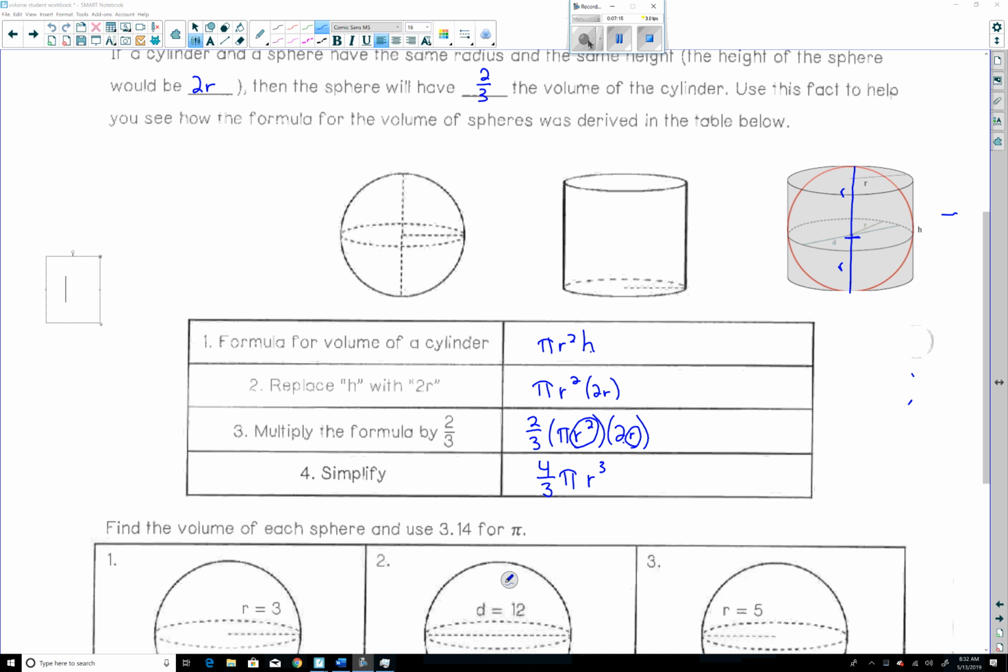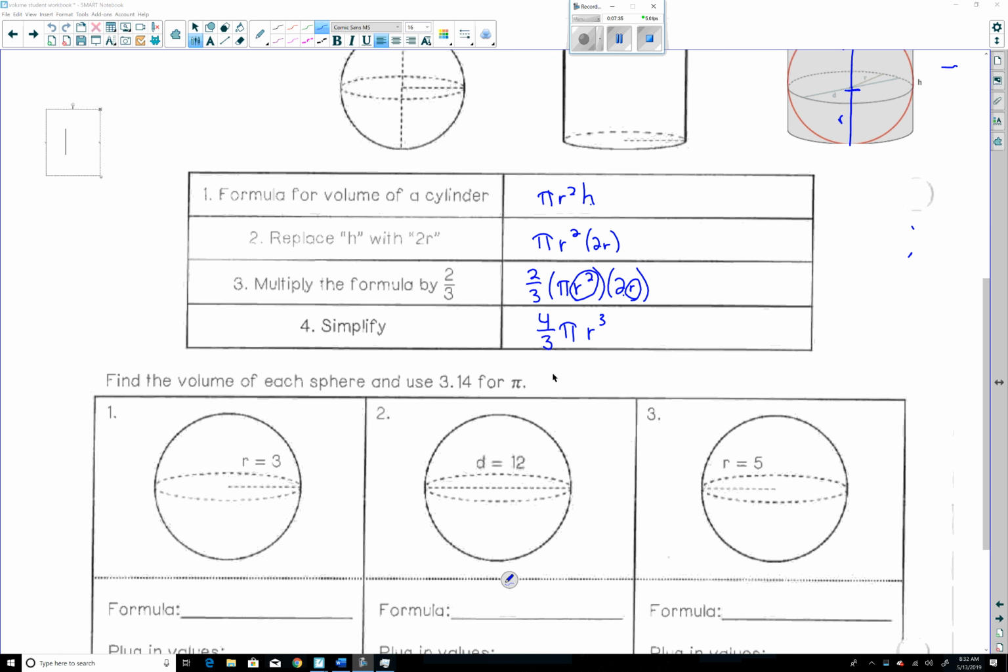Okay, so here we are back to our notes. So hopefully you understand now that the volume of the sphere is 2/3 as large as the volume of the cylinder. We've got our formula for the volume of the cylinder. We're going to multiply it by 2/3 and we're going to replace that height by 2 radii. And that's how we derive our formula.